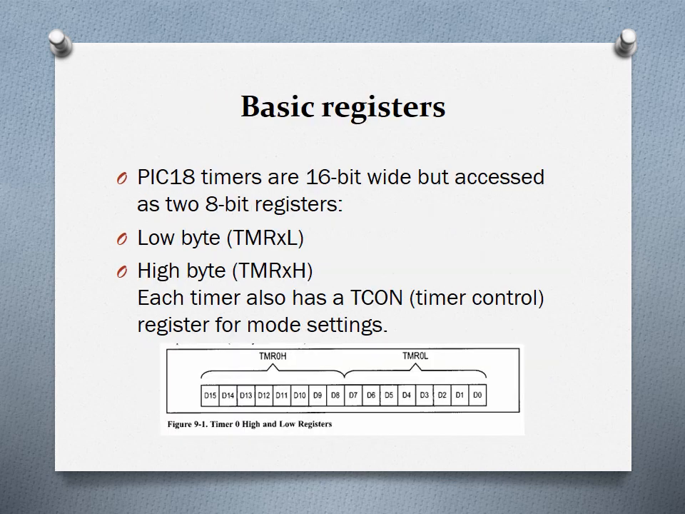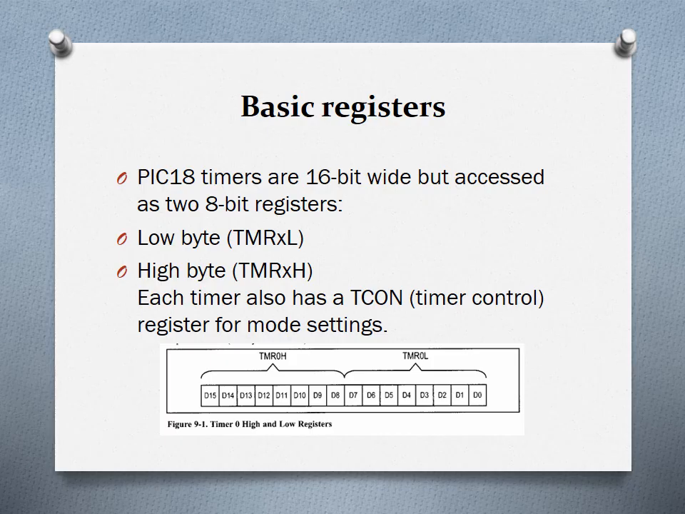These are the basic registers used by the PIC for the timer. For example, each timer will have associated registers, called the low byte register, TMRxL, and TMRxH. That x represents the kind of timer. If it is Timer 0, you can put 0 instead of x. If it is Timer 1, you put 1, or else 2, and so it goes on.